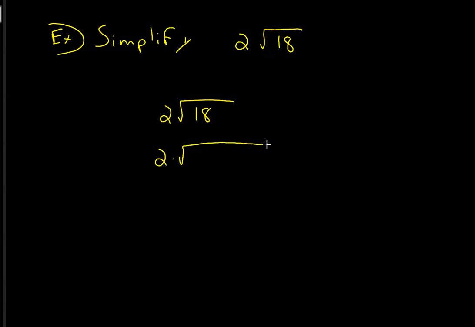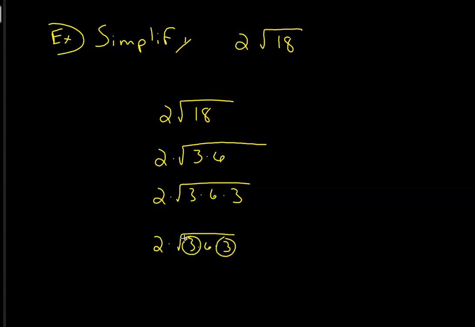We decided 18 was really 3 times 6. And then we decided that that was really 3 times 6 times 3. And what we decided was these two 3's can be 1 3 outside. So outside there's already a 2, and now there's a 3, and there's just a 6 left.